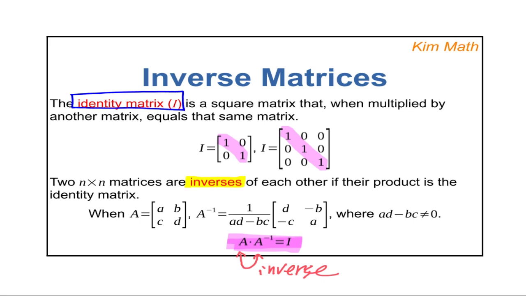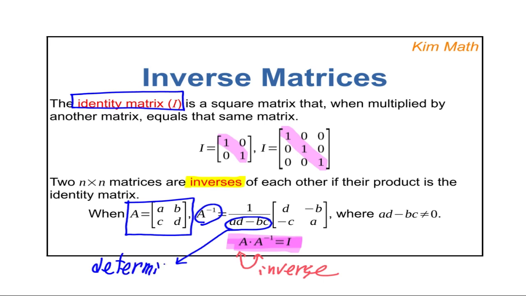If the original matrix is A here, then the inverse will be 1 over AD minus BC. Remember that? AD minus BC. This is the determinant, right? So 1 over determinant and another 2 by 2 matrix. We have the rule. Look at this part first.